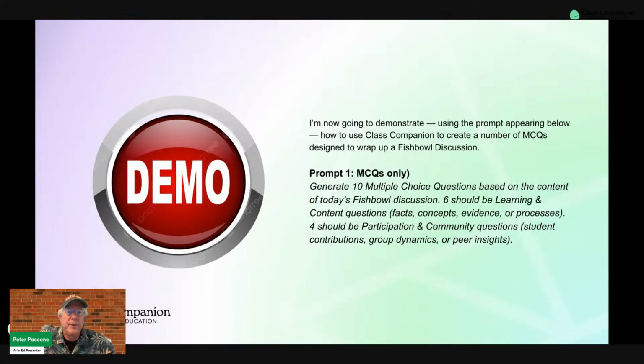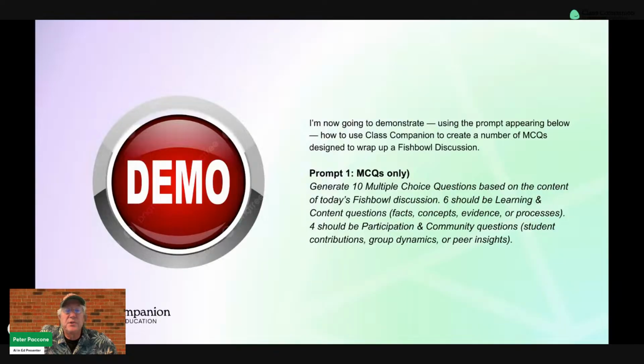All right, there we are. So let's see how it did. Fishbowl, title of assignment, Fishbowl discussion assessment, forces that drive the civil rights movement. Answer the following 10 multiple choice questions based on our Fishbowl discussion. I'm liking the lead in here about the forces that drove the civil rights movement.